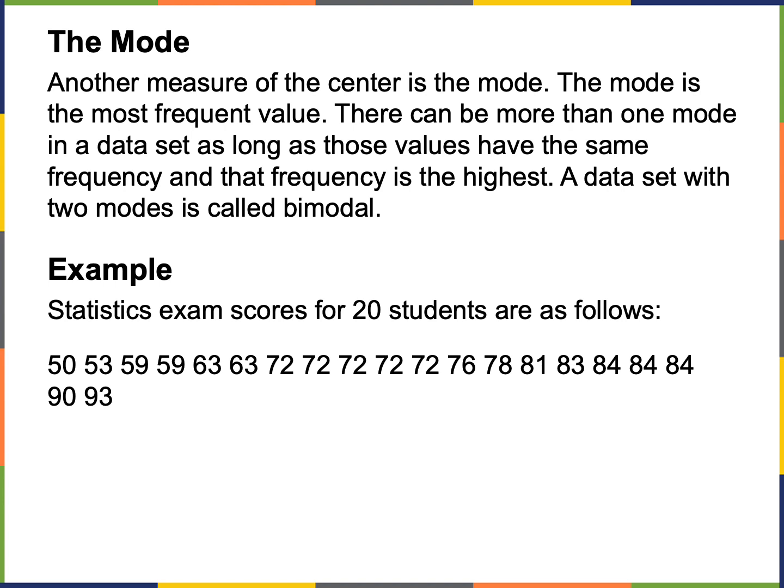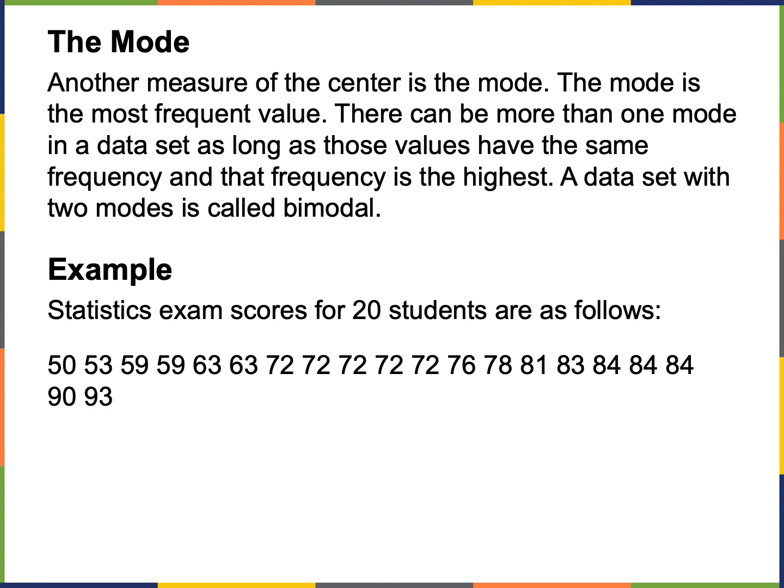All right, so then we have here the mode. Another measure of the center is the mode. So what is a mode? That just means the value that occurs the most frequently. You can have more than one mode as long as those values have the same frequency and that frequency is the highest. If you have 2 modes, the data set is called bimodal.